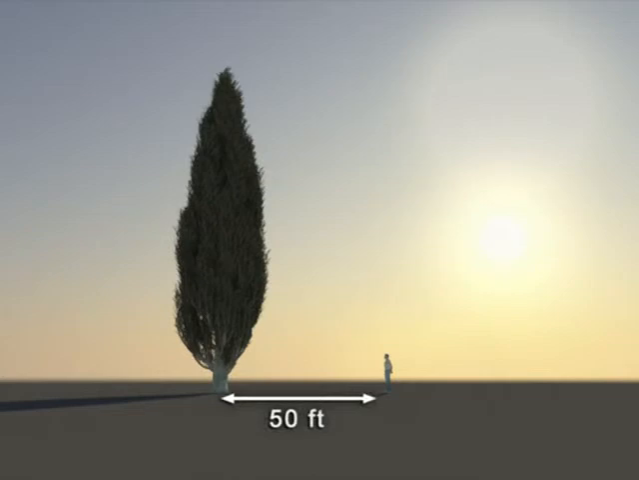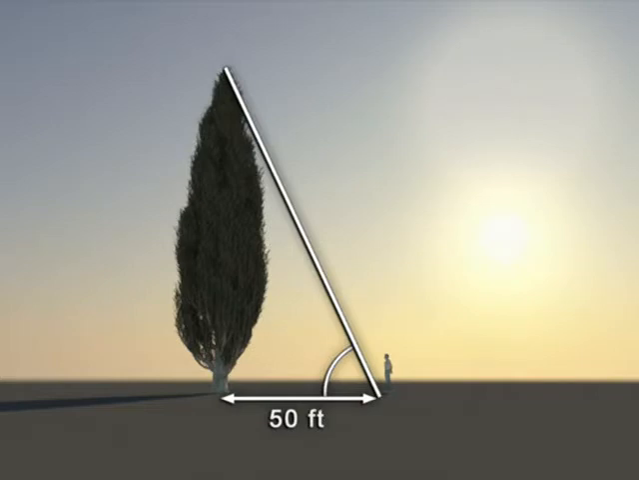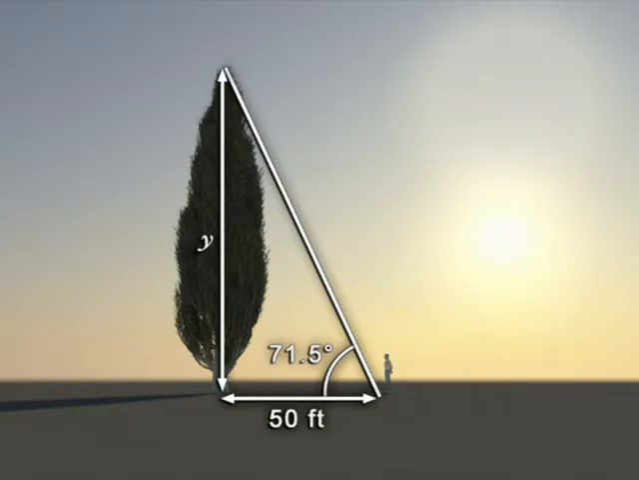And you have an apparatus that's called a sextant that can measure the angle that the ground makes with the top of the tree. And suppose that angle is 71.5 degrees. How tall is the tree? Don't make me climb up the tree and measure it. I can figure it out with trigonometry. All right, let's do it.